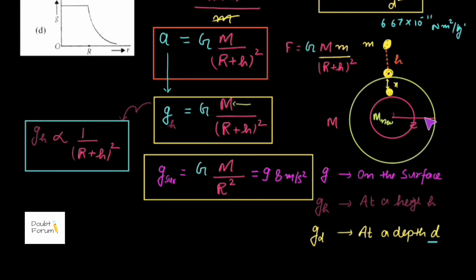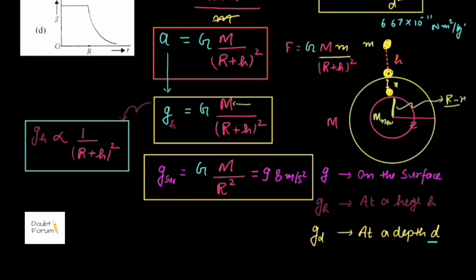R is the whole radius, and we have gone x depth from the surface of Earth. So from here we can easily find the radius of this new sphere. This new radius is r minus x. We need to find the mass of this new sphere first, and that mass we will put here, and the distance between these two objects would be r minus x.